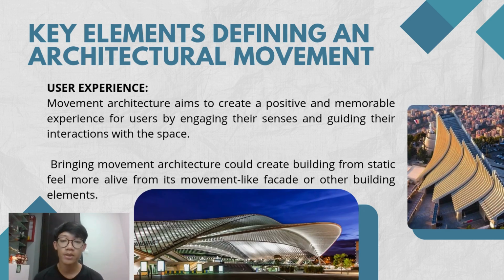Third is user experience. Movement architecture aims to create a positive and memorable experience for users by engaging their senses and guiding their interactions with the spaces. Bringing movement architecture could make a building go from a static feel to more alive from its movement, like facade or other building elements. Like for examples, we have a moving roof in the pictures.